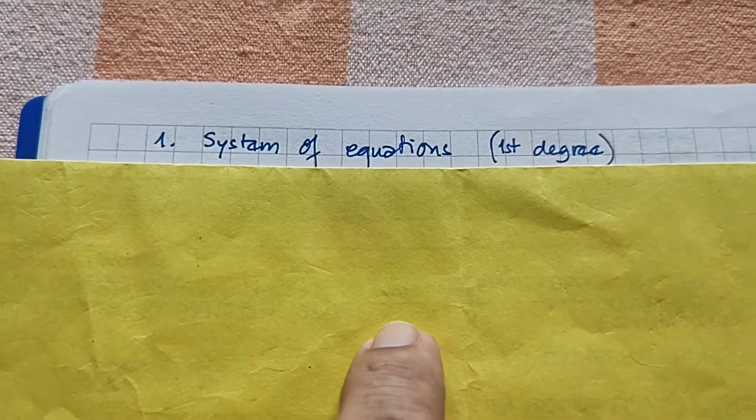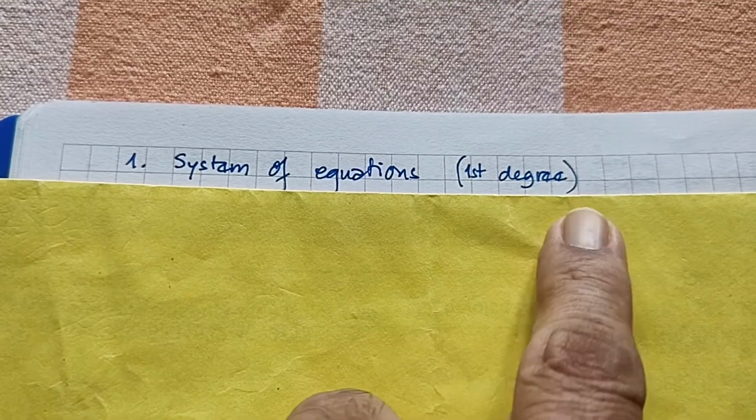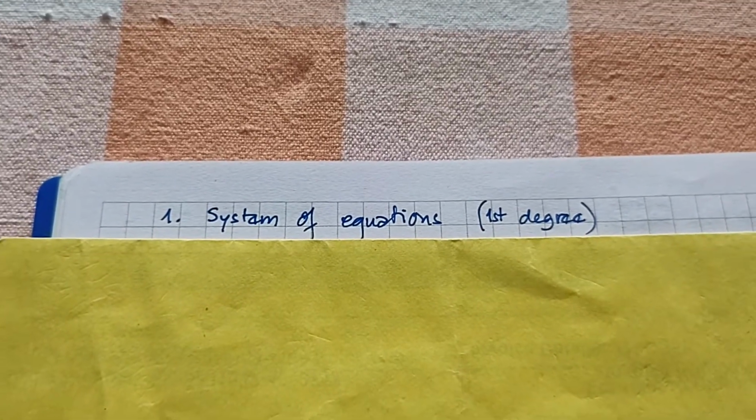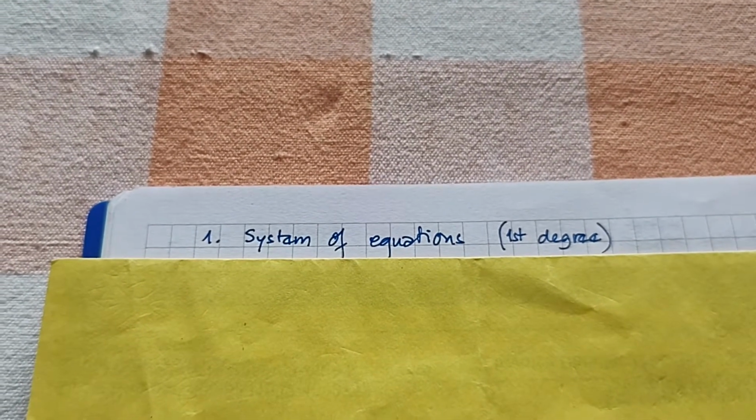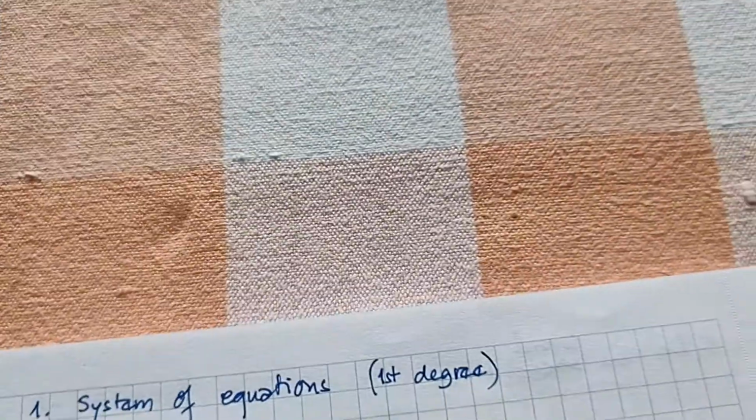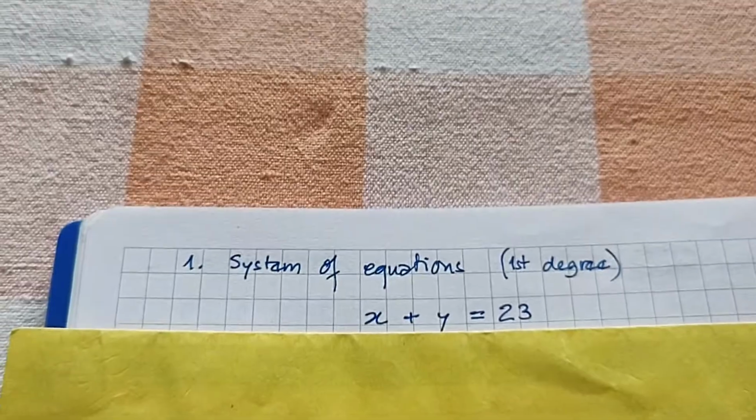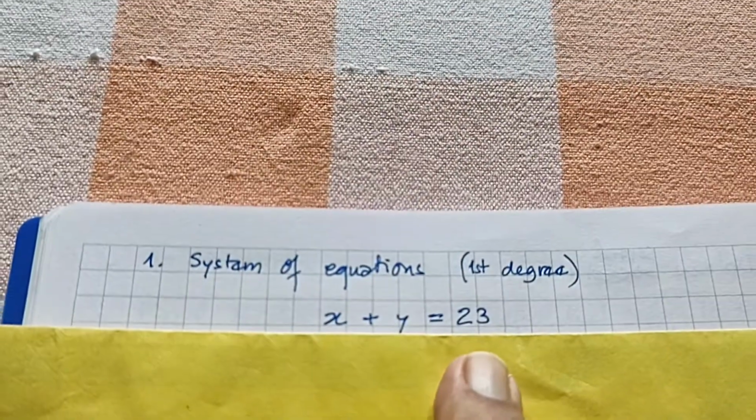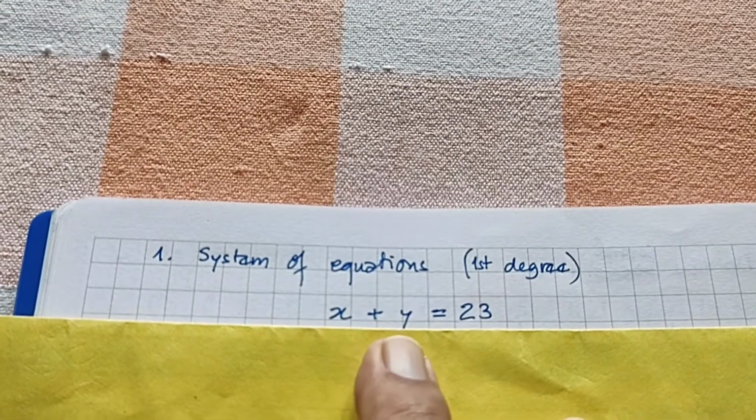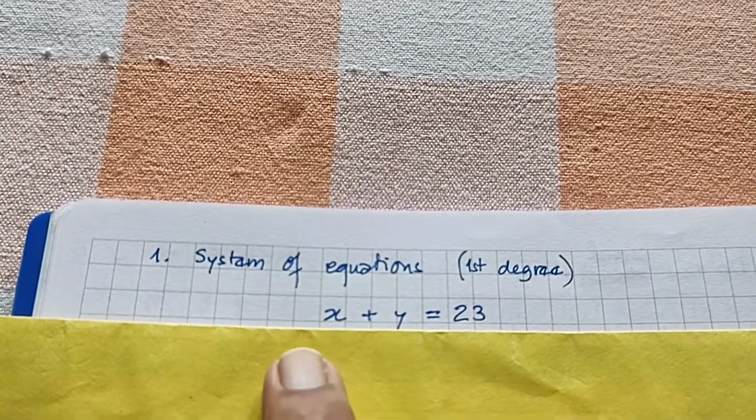The first is this topic: system of equations of the first degree. So, solving systems of equations. What is meant by a system of equations? It means multiple equations with multiple unknowns. Let me give you an example. If I give you x plus y is equal to 23, can you solve it? You can find a value of x and a value of y which will give you 23, but those will not be the only values. You could say 10 and 13, 9 and 14.